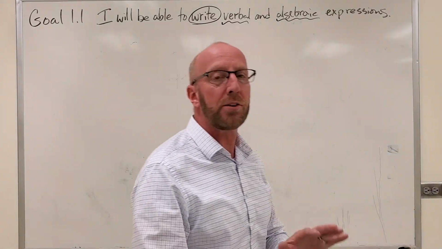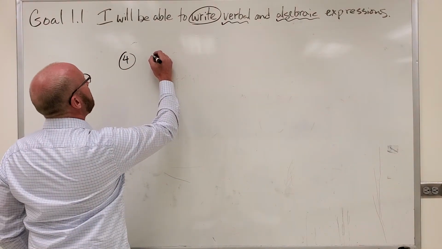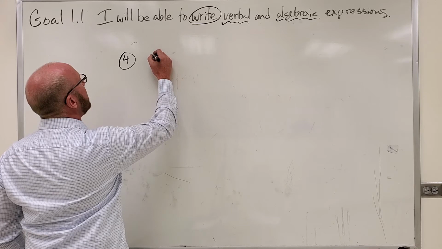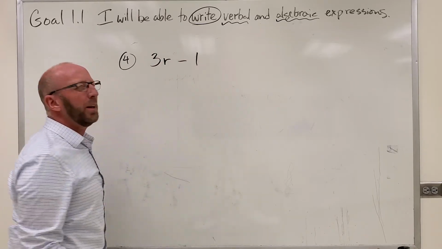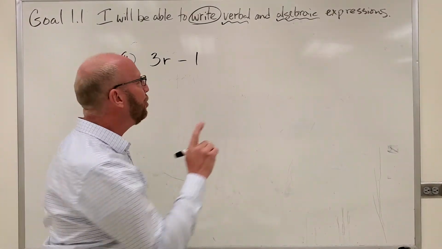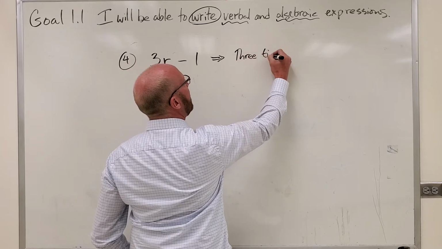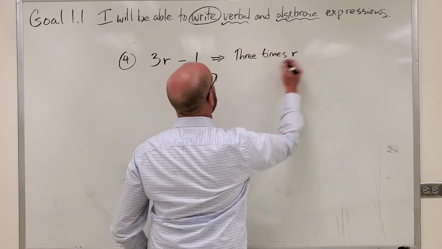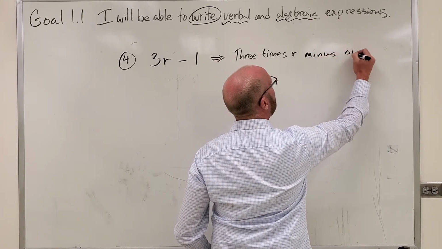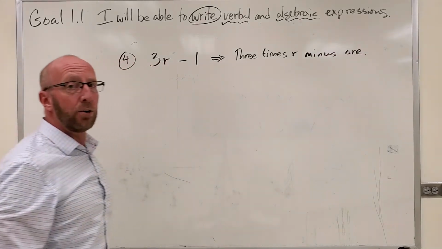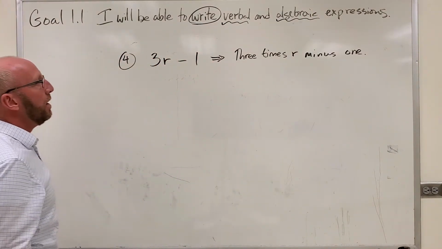The subtraction ones are the hardest. So let's do a subtraction one. Let's do 3r minus 1. Okay, I could write this as 3 times r. And then for the minus sign, I could say the word minus 1. And I'm writing all of it out in English. Write the 3 in English, write the 1 in English. 3 times r minus 1.